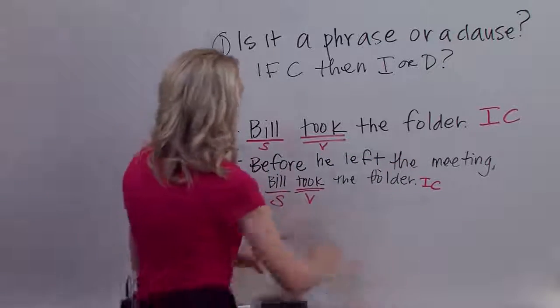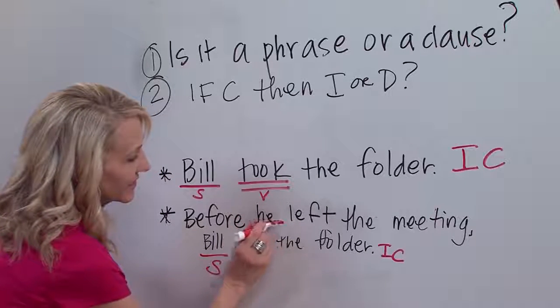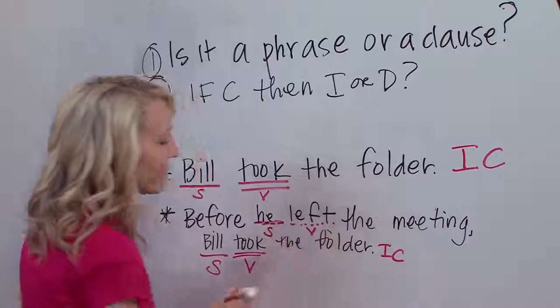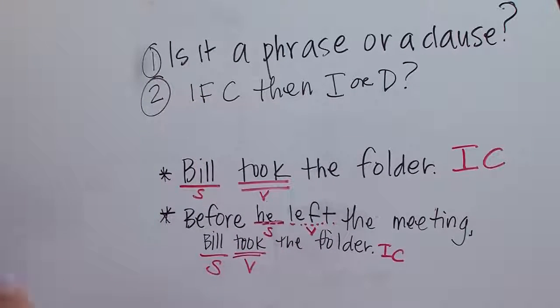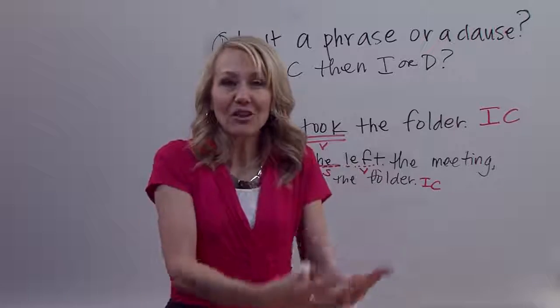Well, we've got a subject. I'm actually going to put a little dotted line because it's a secondary subject. And left, we have our secondary verb. It's not the main subject and verb, but we do have a secondary subject and verb. So is it a phrase or a clause? This is a clause. I'm dealing with a clause.